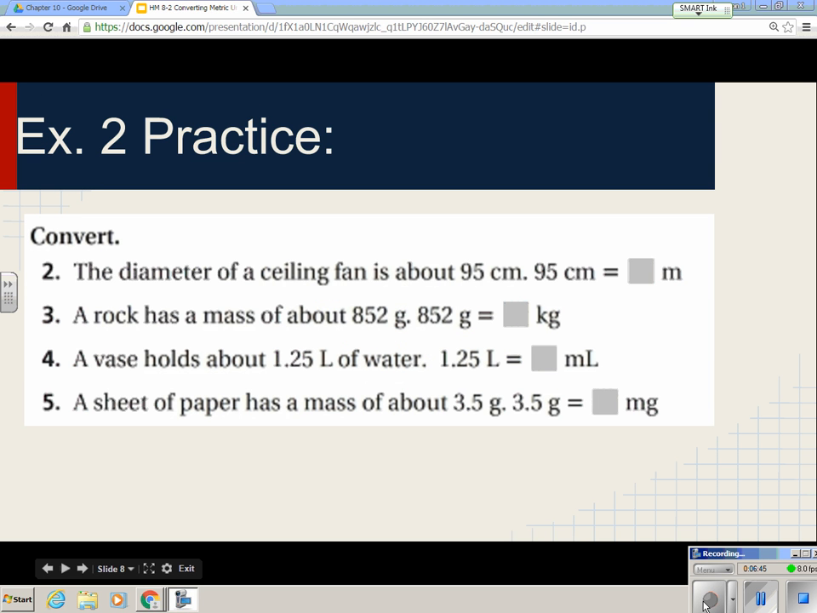So here are 4 more problems I want you to work on. Remember, think of those steps. For the first one, it says the diameter of a ceiling fan is about 95 centimeters. So centimeters to meters is 3 steps. So when you're doing the steps, you're going to have to move over from centimeters to meters. It's actually 2 steps. Centa means 100. That means we got to move 2 steps up, which means we divide and you get 0.95 meters. Go ahead and do the next 3. Come back when you're done.